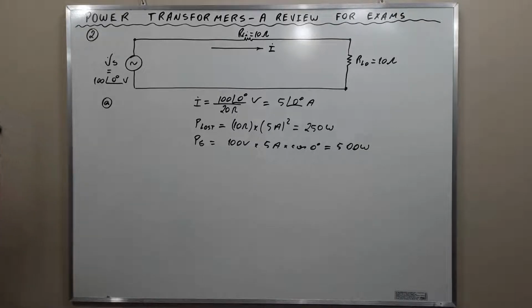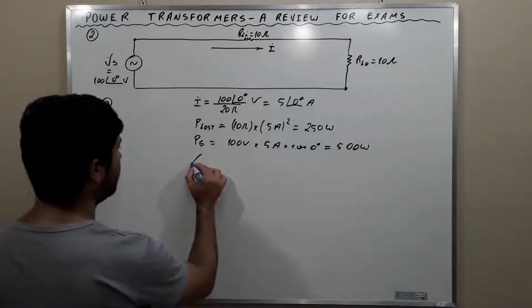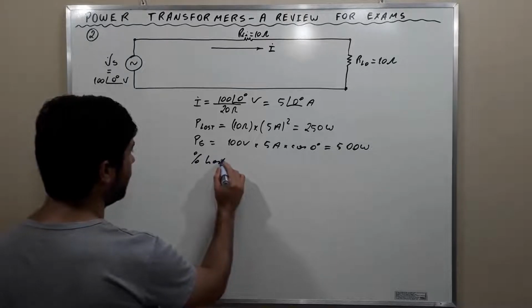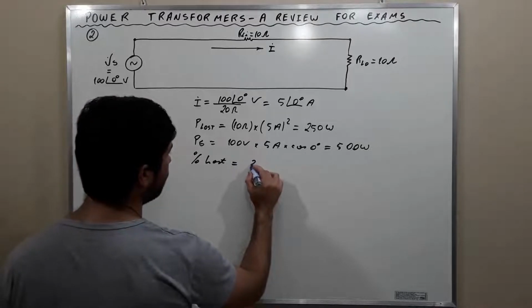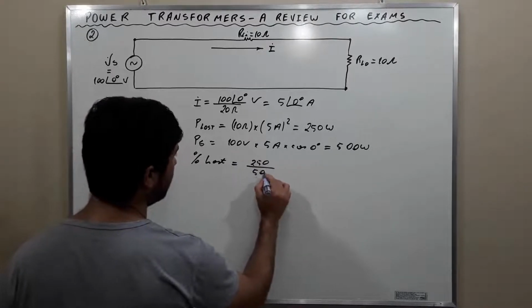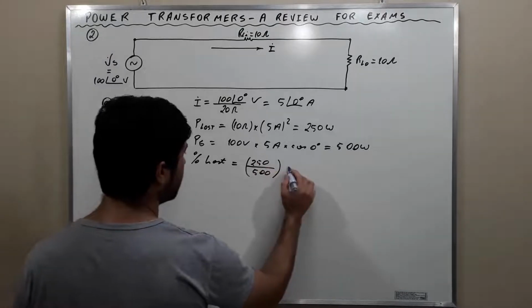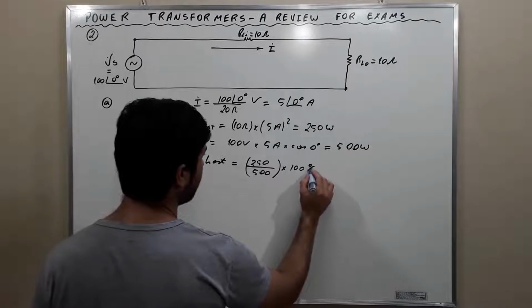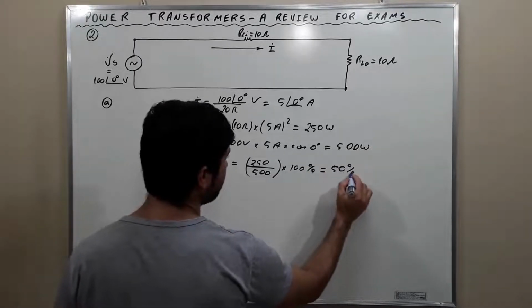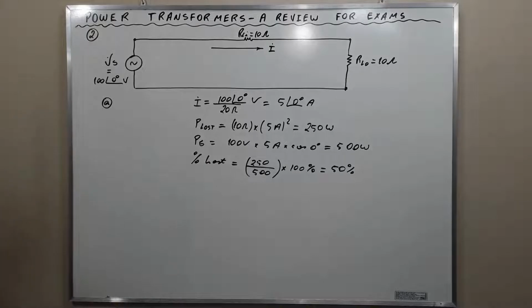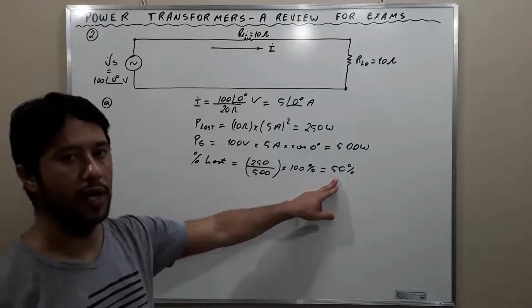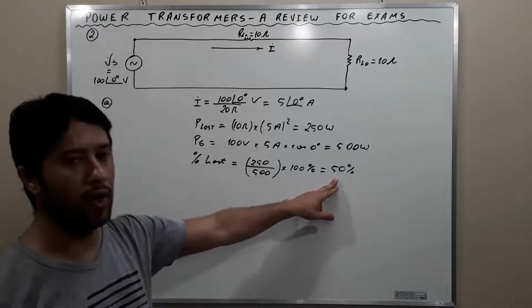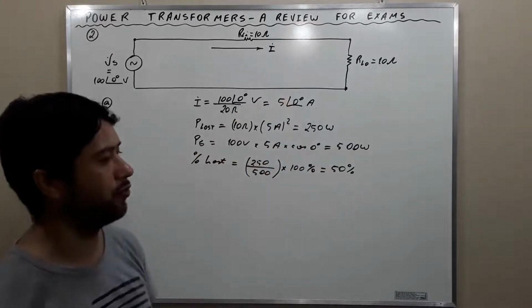Alright? With these values, we can calculate the percentage of power lost in transmission. The percentage of power lost in transmission is equal to 250 divided by 500 times 100. And this is 50%. Okay? This is what we want to measure and compare. We want to measure this parameter and compare it to the one we're going to get when we use transformers.